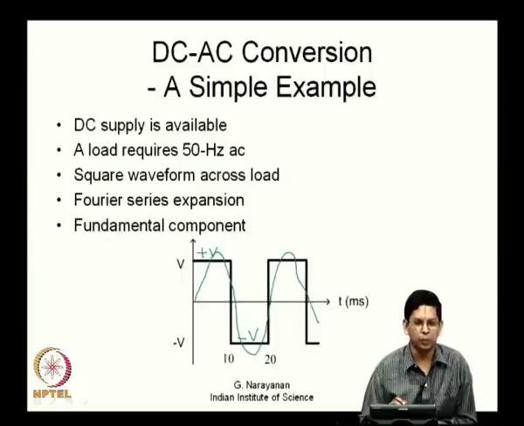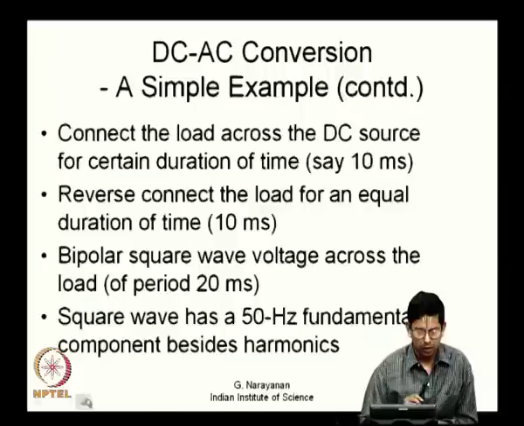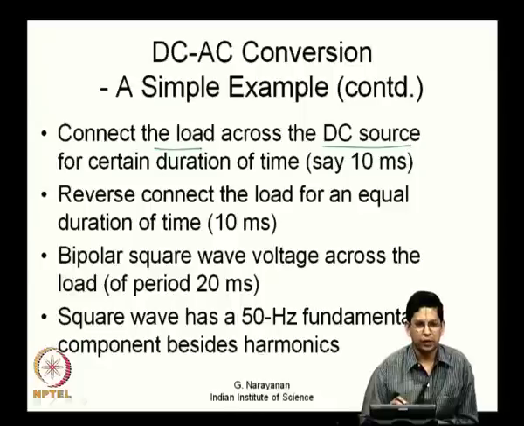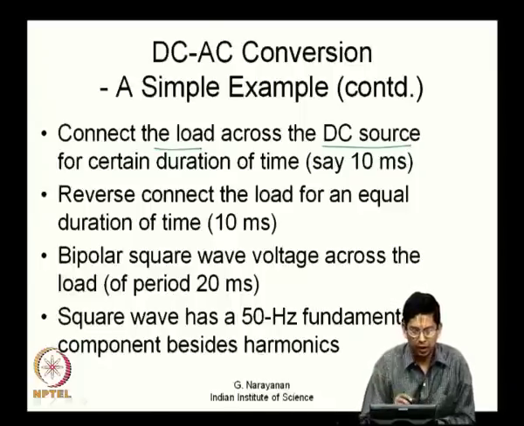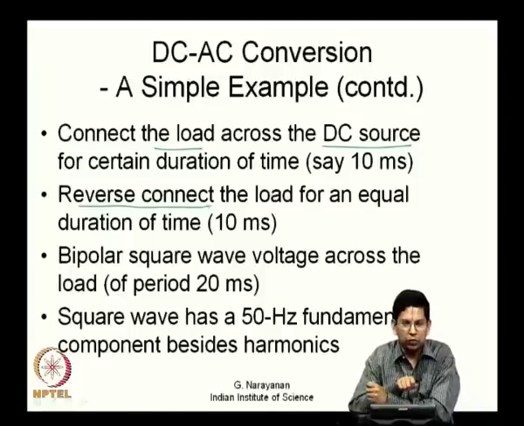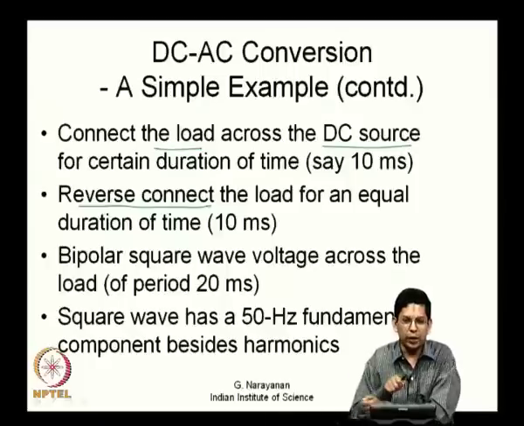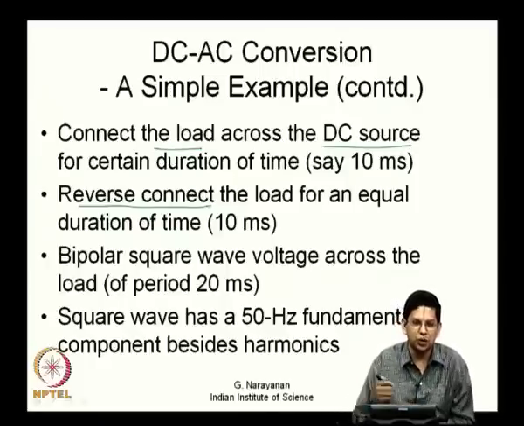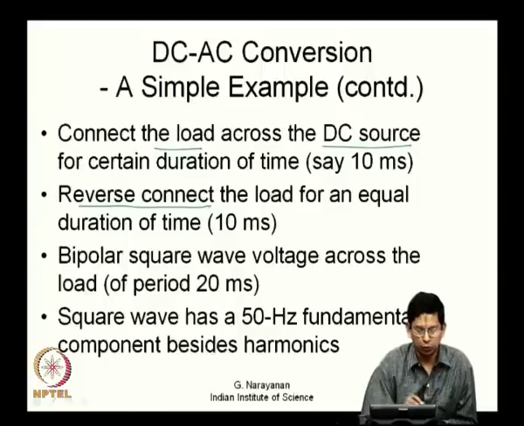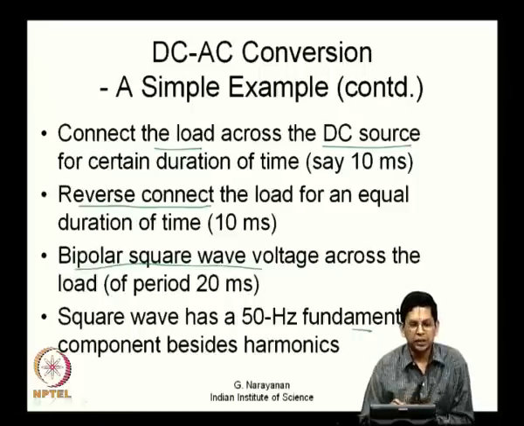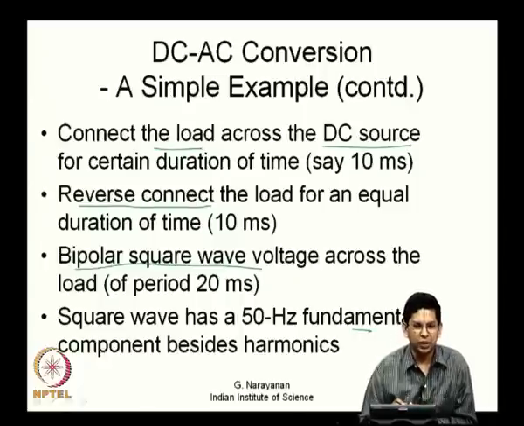It is a starting point for DC to AC conversion, a very simple example. What we are doing here essentially is connecting the load directly across the DC source for some duration of time, and then reverse connecting the load for a certain duration of time. You connect the load for 10 milliseconds, reverse connect for 10 milliseconds, and you go on doing this. So, you get plus V and minus V across the load, a bipolar square wave as we saw before. This square wave has a 50 hertz fundamental component, though it also has harmonics, which can be filtered or ignored.